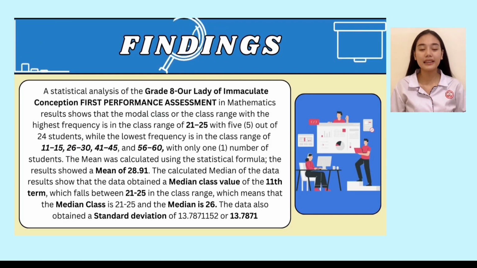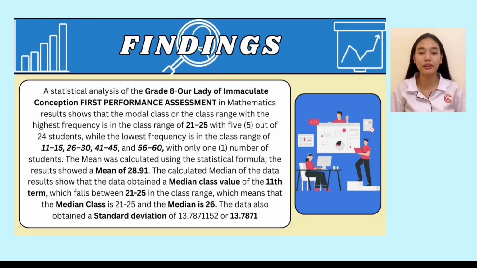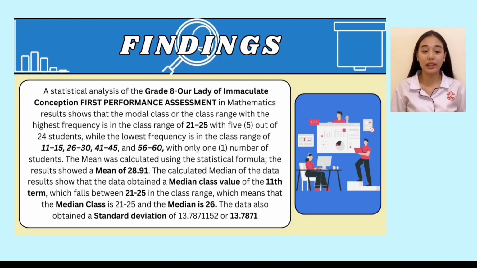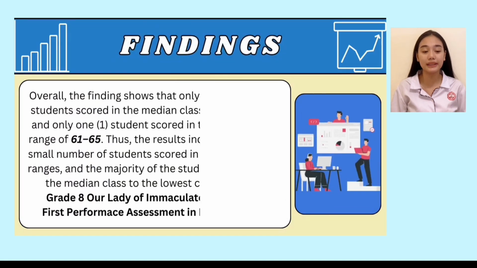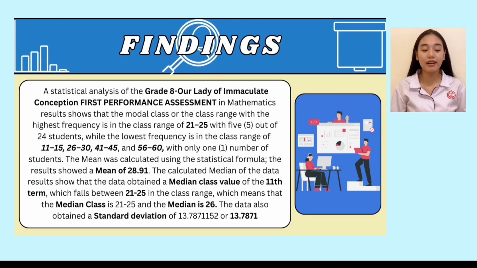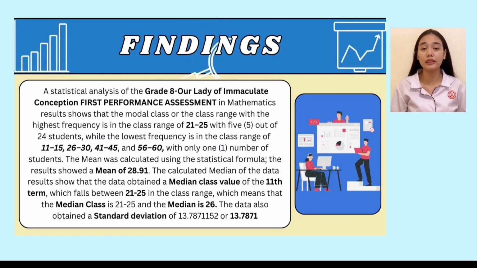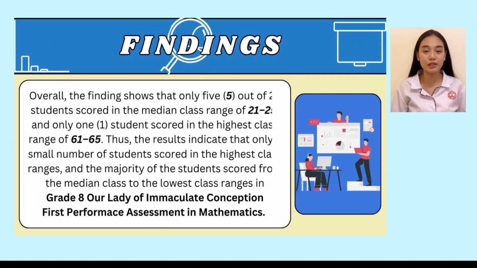Findings: a statistical analysis of the Grade 8 Our Lady of Immaculate Conception first performance assessment in mathematics results shows that the modal class, or the class range with the highest frequency, is in the class range of 21 to 25 with 5 out of 24 students, while the lowest frequency is in the class ranges of 11 to 15, 26 to 30, 41 to 45, and 56 to 60 with only one student.